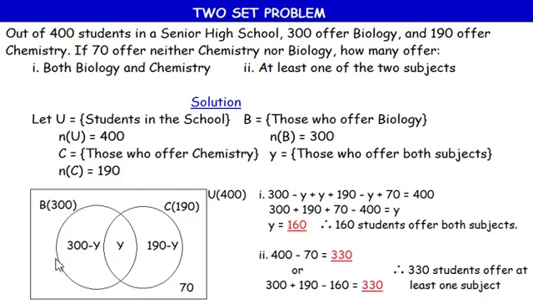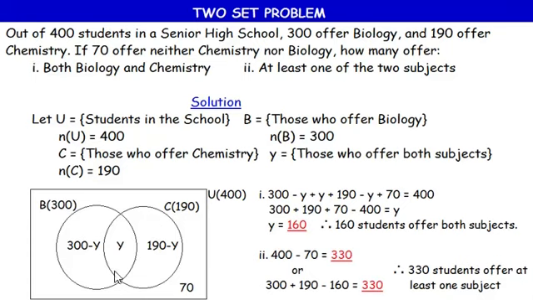Okay, so let me ask you this question. If this entire circle is 300 and this portion of the circle is Y, what will be left here? It is simply 300 minus Y, right? Because the entire circle of biology is the 300, but then part of the circle caters for those who offer both biology and chemistry. So if you want to find those who offer biology only, it is simply going to be 300 minus Y. Right? So biology only is 300 minus Y.